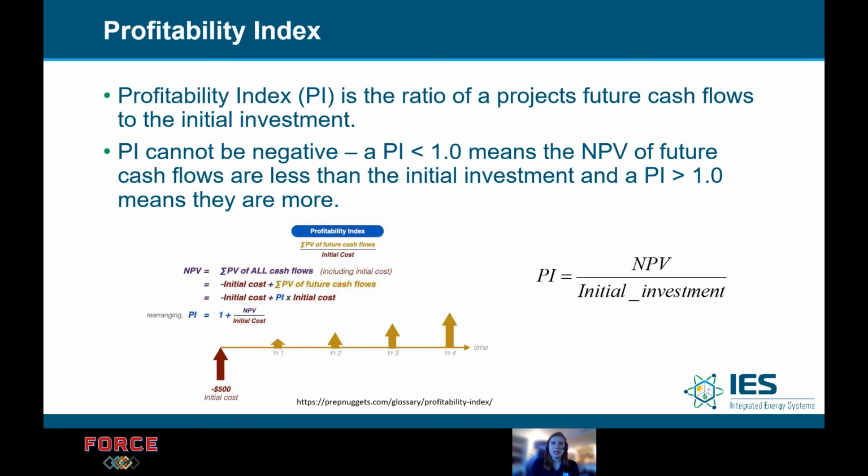And the profitability index is the ratio of the future cash flows to the initial investment. And so you want a PI of greater than 1 so that your future cash flows are more than your initial investment. So it sort of tells you what the NPV tells you, but a little bit different calculation.